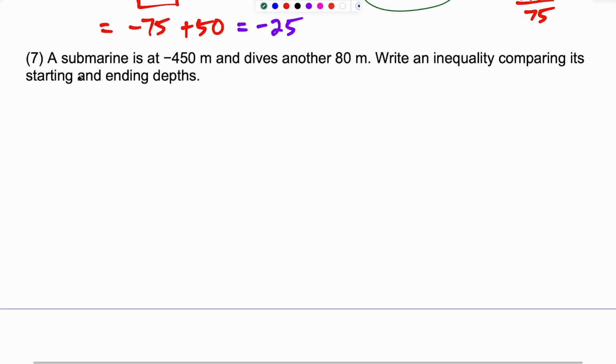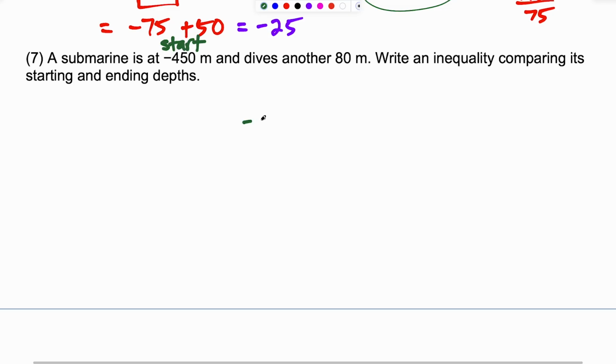Question 7, a submarine is at negative 450 meters and dives another 80 meters. Write an inequality comparing its starting and ending depths. So for this one, we're starting at negative 450 meters. Okay, so this is the starting depth.